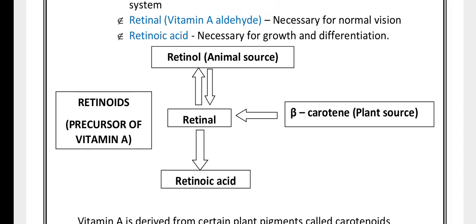So from plant source, beta carotene is obtained and it is converted to retinol, and retinol is converted to retinoic acid. So retinol, that is vitamin A alcohol, is obtained from animal source. So the precursor of vitamin A is retinoids.